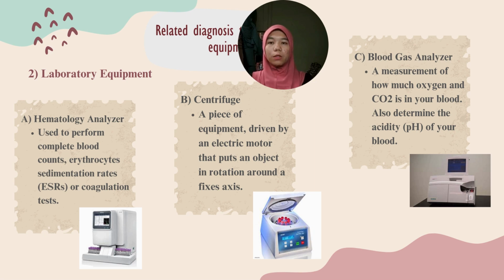The first one is hematology analyzer. It is used to perform complete blood counts, erythrocyte sedimentation rates, ESRs, or coagulation tests. The second one is centrifuge. It is a piece of equipment driven by an electric motor that puts an object in rotation around a fixed axis. The last one is blood gas analyzer. It is a measurement of how much oxygen and CO2 is in your blood. Also determine the acidity of your blood.